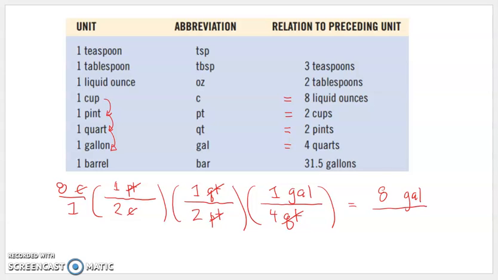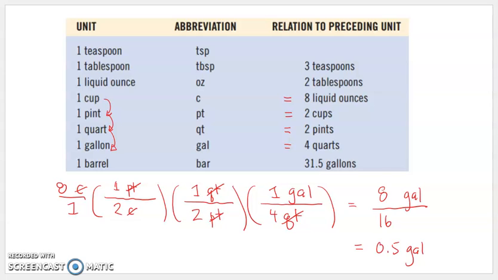And what I have on the bottom is 1 times 2 times 2, which is 4, times 4, which is 16. And there's no unit because all the units cancel on the bottom. 8 over 16 is equal to 1/2 or 0.5 gallon. So 8 cups is equivalent to 1/2 a gallon.